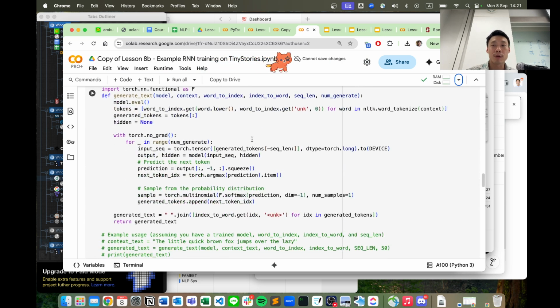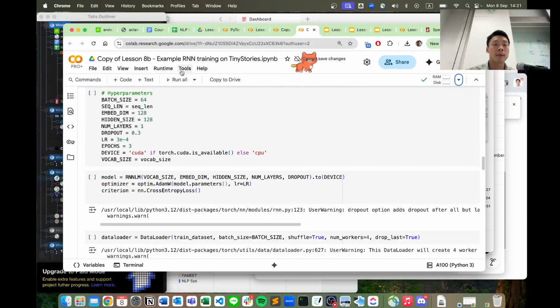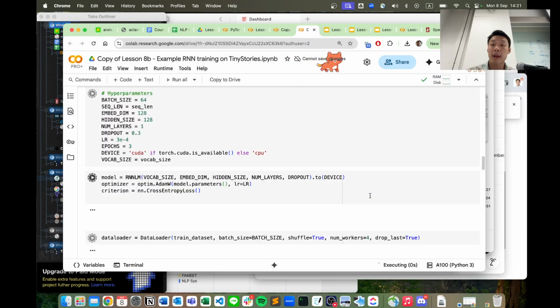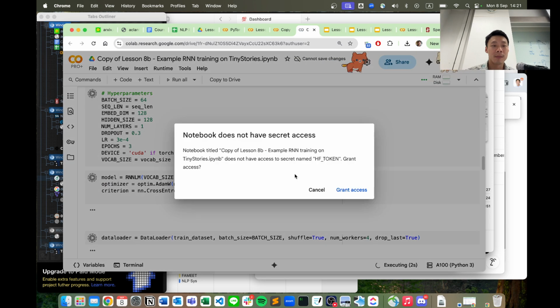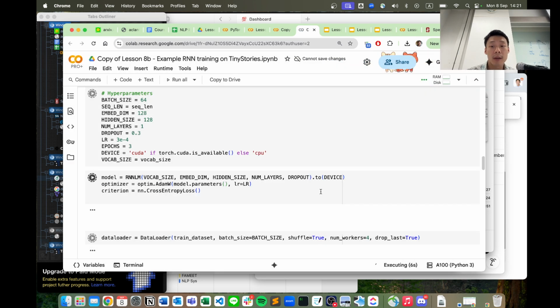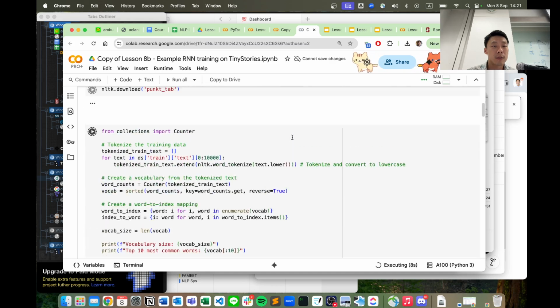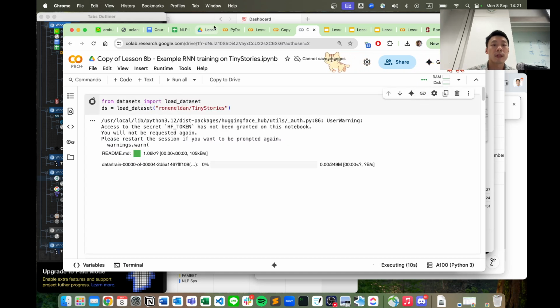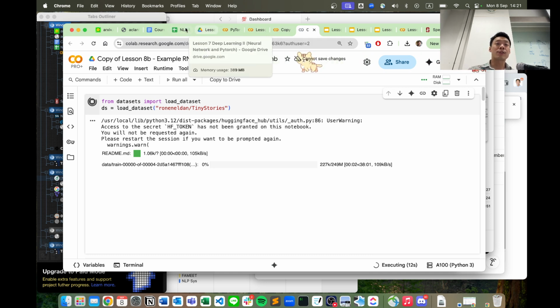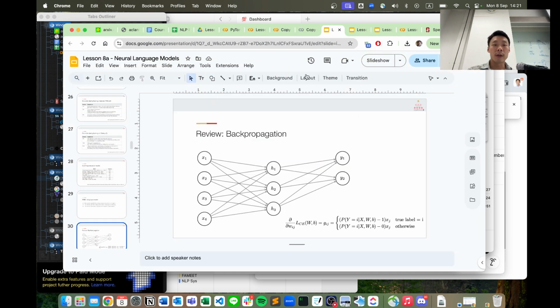Don't use CPU to run it. Okay, I'm gonna run that. Cool. Okay, I'll let it train while we are doing something else.